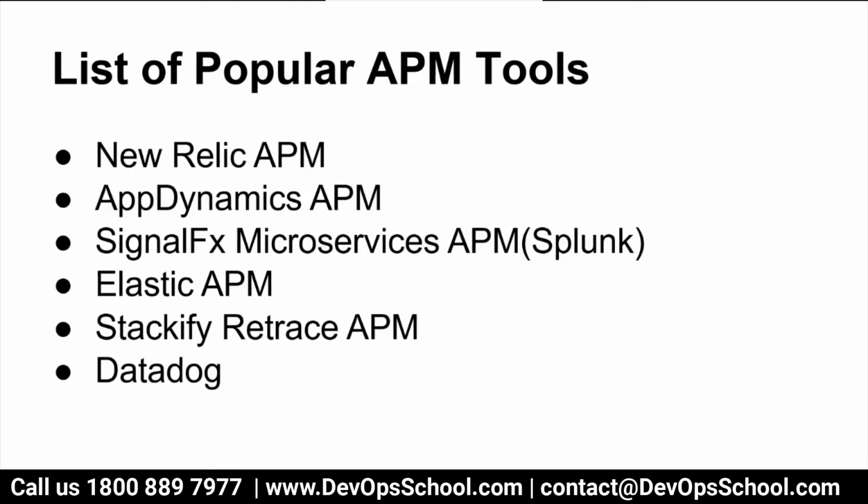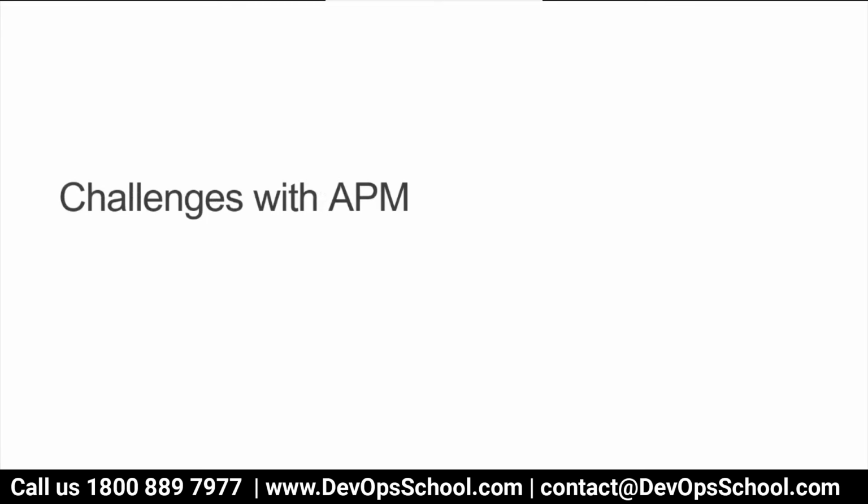So now the question is, what are the tools you may select? These are the popular ones. You have New Relic, AppDynamics, SignalFx. Earlier it used to be SignalFx, now it's Splunk APM. Okay, Elastic APM, Stackify Retrace APM, and Datadog. Apart from that, there are so many other tools also, but these are the major ones. As per my experience, the leader in APM is New Relic. Datadog was the leader in infra monitoring. Later on, they added the APM features and logging features and stuff like that. So one of the tools I'll teach you is this.